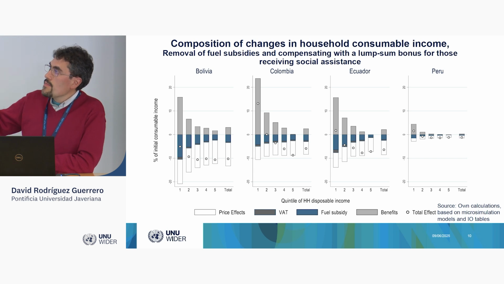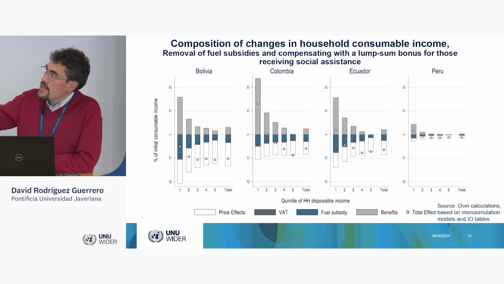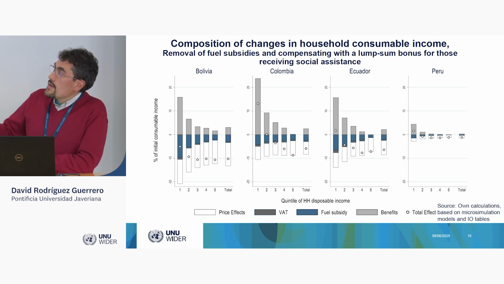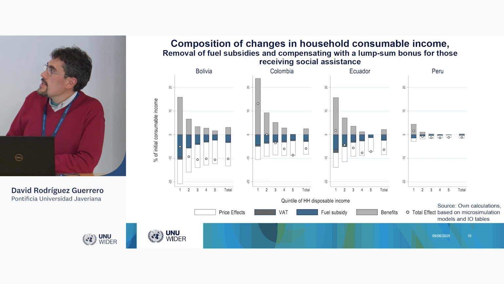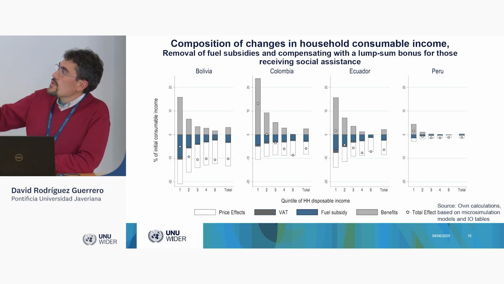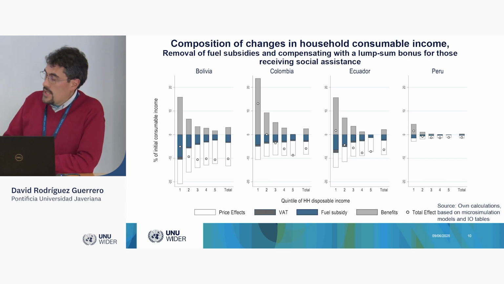But in Colombia, as benefits are very targeted at the bottom of the distribution, for the first quintile we observe that consumable income increases by 12 or 13%. In Ecuador, just the first quintile is better off, and in Peru, just the first quintile is better off.